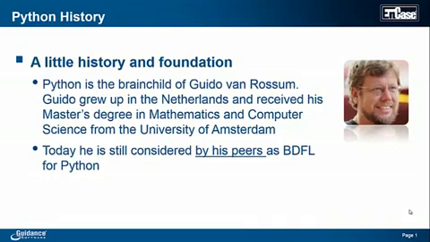Python is the brainchild of Guido van Rossum, who grew up in the Netherlands and received various degrees in computer science and mathematics from the University of Amsterdam. He is considered even today by his peers as the benevolent dictator for life for Python and the driving force for where this technology will actually go in the future.